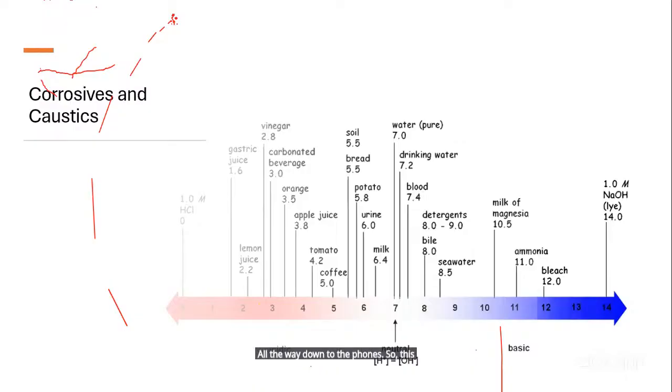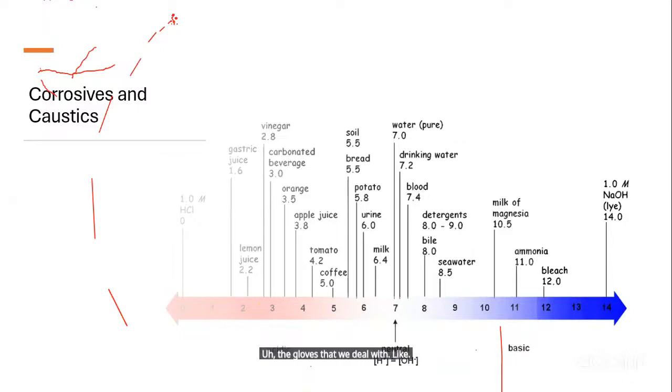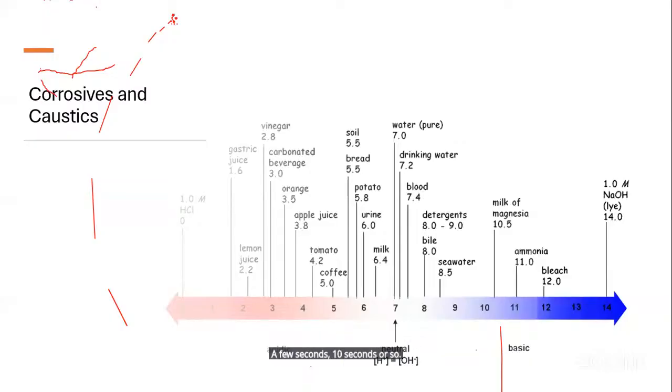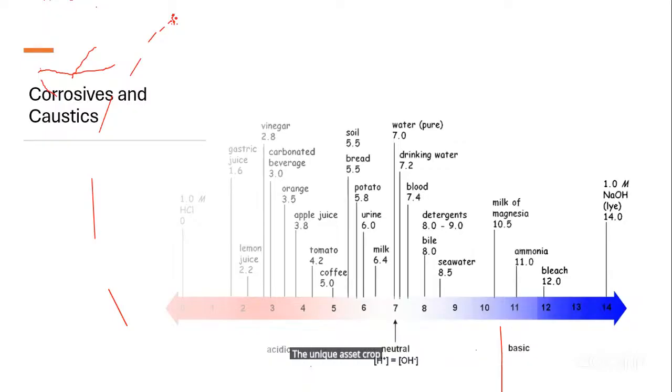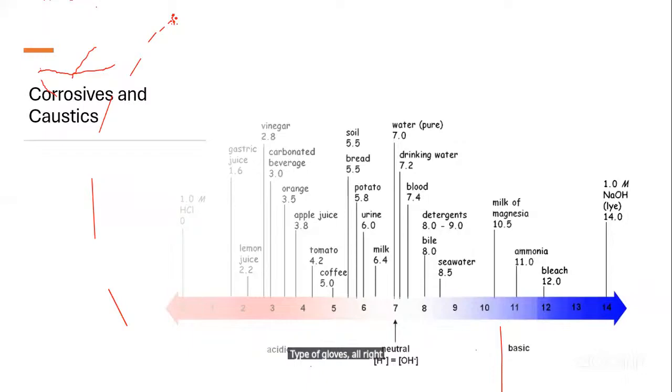So it is extremely important to have proper protection when you're dealing with corrosives. Regular surgical gloves that we have at the hospital can last against xylene or acids for maybe 10 seconds or so. So you need to make sure that you have the right type of PPE. You need acid gloves or nitrile gloves, which can usually last up to 10 minutes with acids or xylene. It's very important to have the right type of gloves and PPE when you're dealing with these corrosives.